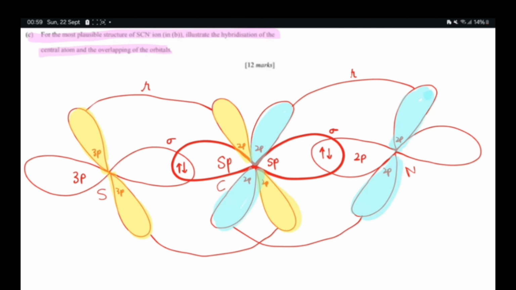So this is S, carbon, and nitrogen. And it will form 2 sigma bonds and 2 pi bonds. So the sigma bonds would be 1 sigma bond from sulfur to carbon, 1 sigma bond from nitrogen to carbon, and also 2 pi bonds, which are 1 pi bond from sulfur to carbon, and 1 pi bond from carbon to nitrogen. That is all. Thank you.